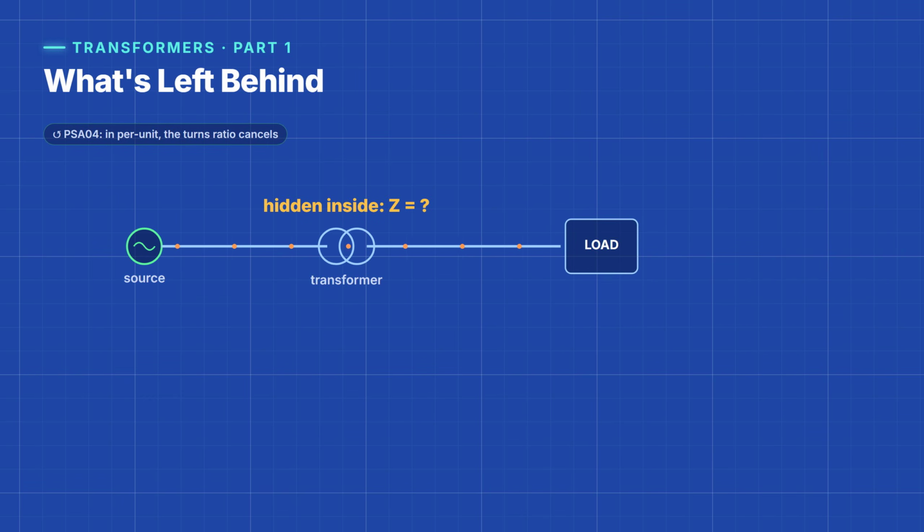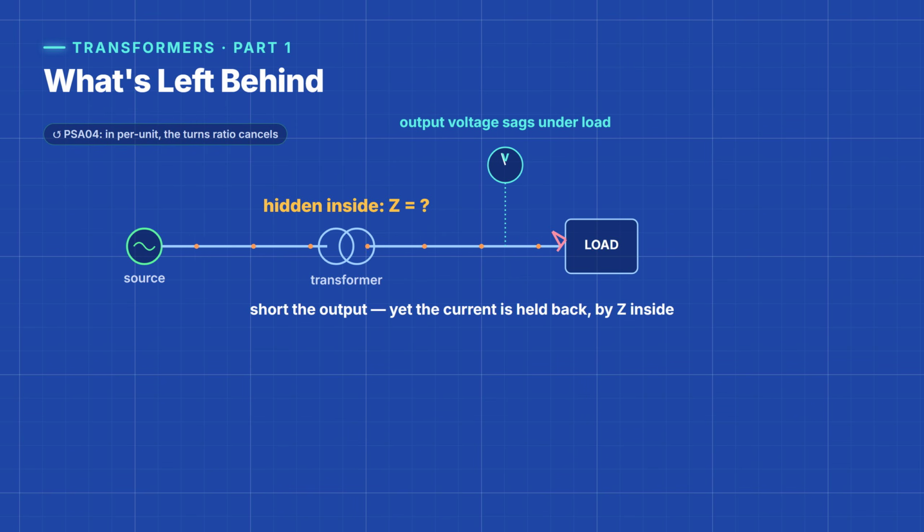Last time, transformers vanished in per unit. But a real transformer isn't a perfect 1-to-n box. So what got left behind? Its own impedance. Push current through a transformer and its output voltage sags. Short its terminals, and something inside holds the current back. That something is the transformer impedance, hiding in the windings.